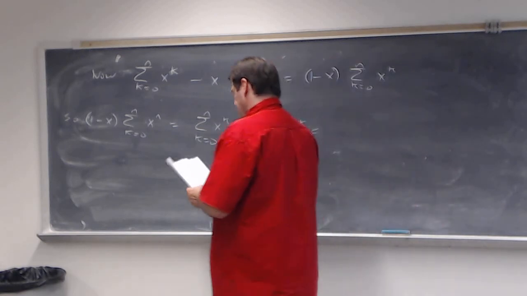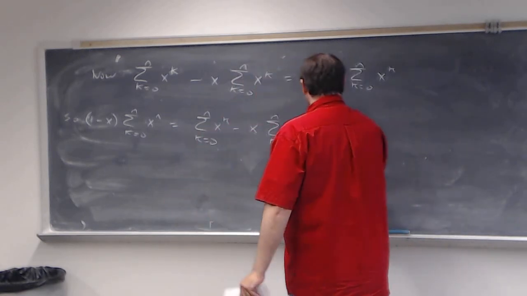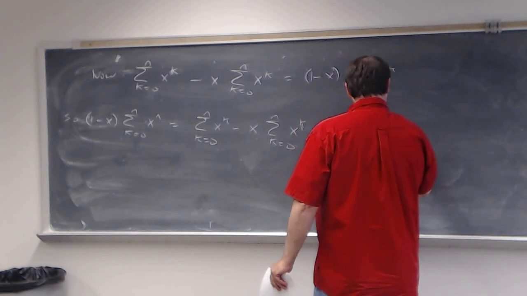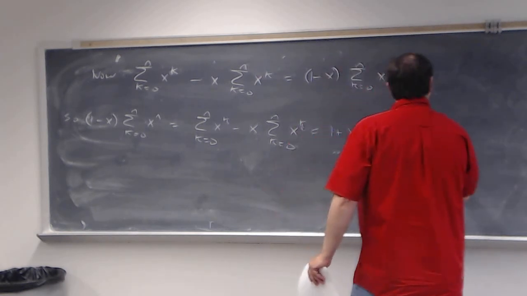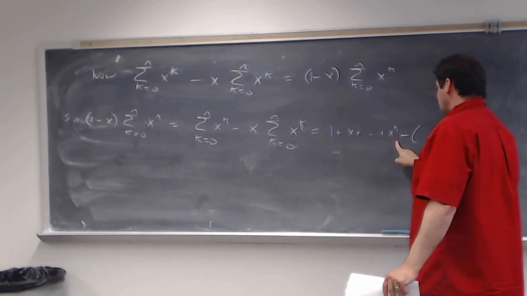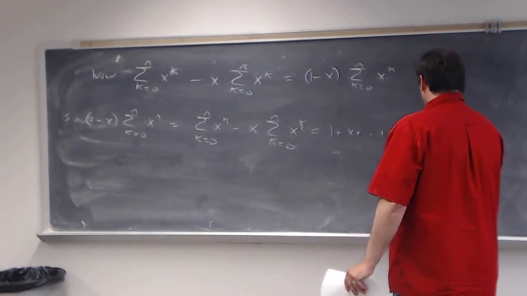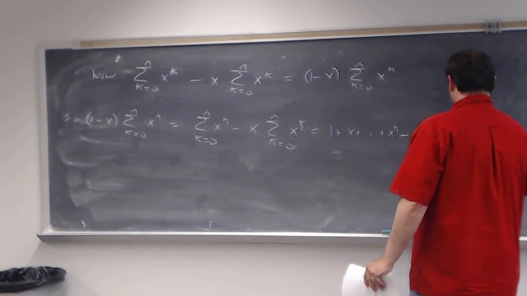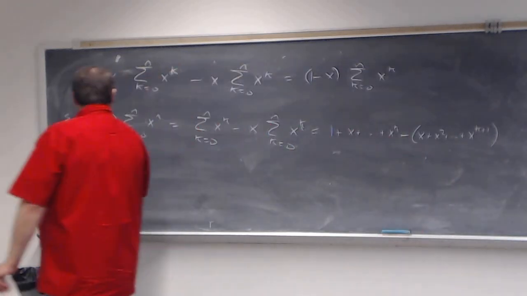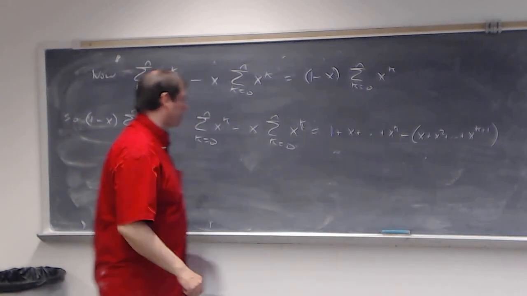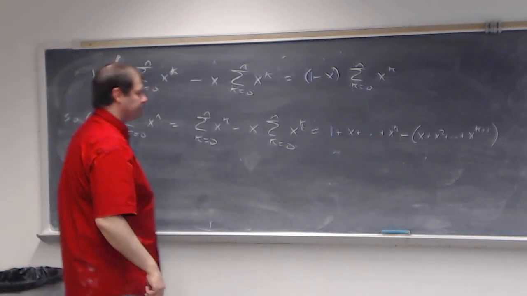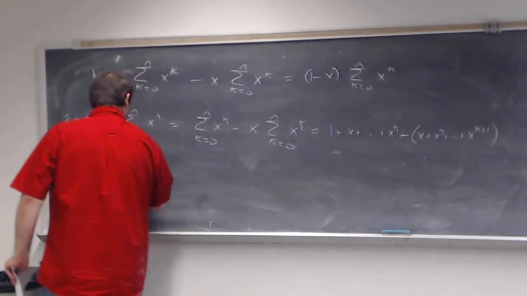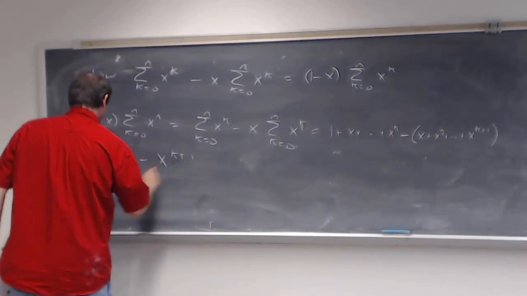This is equal to, well, the first is going to be 1 plus x plus, we'll keep on going, to x to the n. And now, I said minus this quantity. I'm going to take x times each one of these, so I'm going to get x plus x squared plus all the way up to plus x to the n plus 1. Most things are going to cancel. The 1 is going to survive in the subtraction. Also, we're going to have a minus x to the n plus 1.